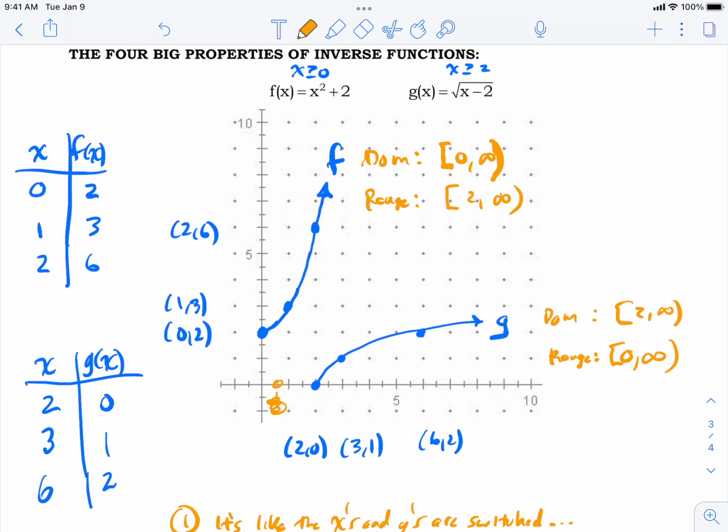This is a square root. It climbs more and more slowly, but it does keep climbing. So 0 to infinity. The same as the domain. So that's what I was saying. The domain of this is the same as the range of this. The range of this is the same as the domain of this.